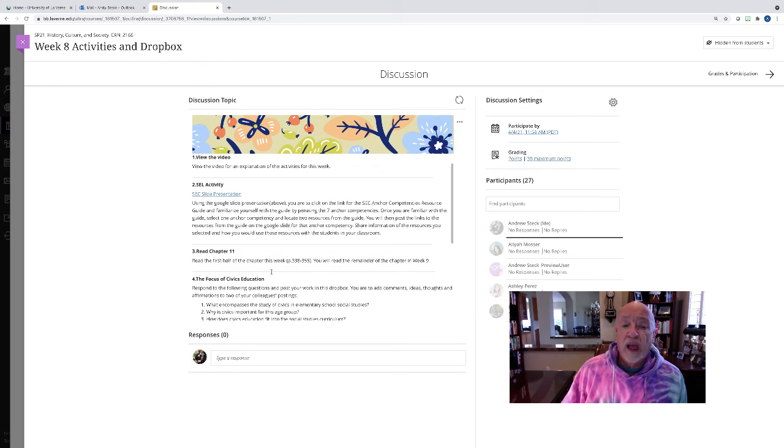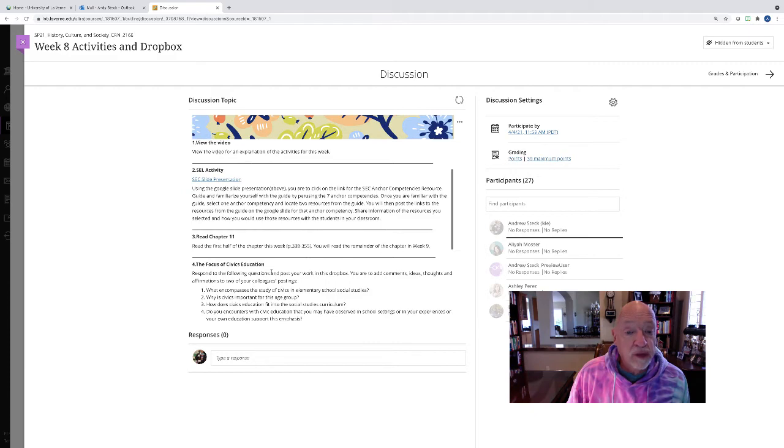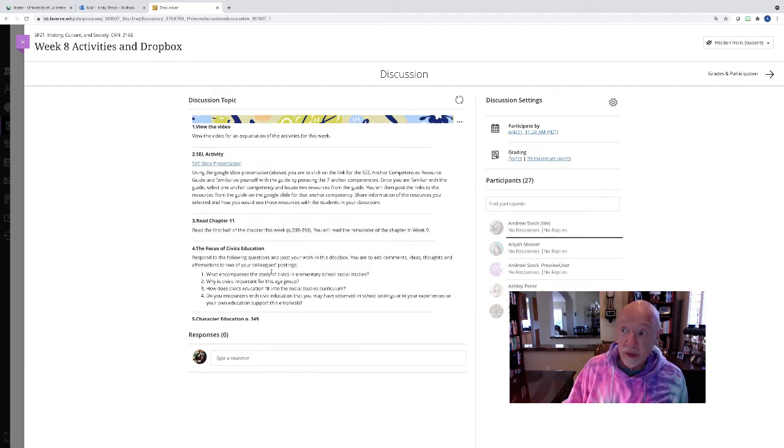Now, as we move into the topic for this week, we're going to be looking at civics education. So you're going to read the first half of this chapter this week, which is chapter 11. It's pages 338 through 355. You're going to read the remainder of the chapter next week, or you're welcome to read the whole chapter, and you don't have to. You can maybe familiarize yourself with the second part next week, but you only need to read the first part this week to respond to these next activities.